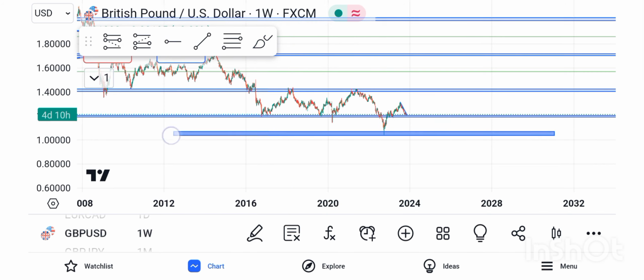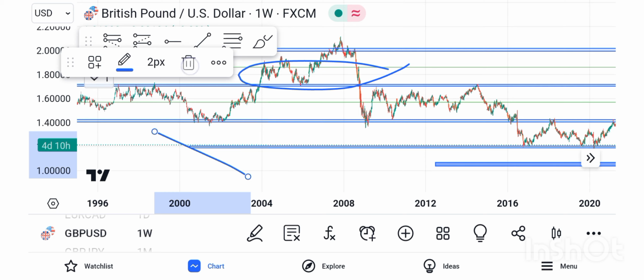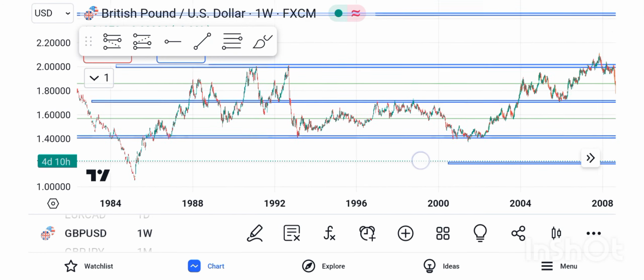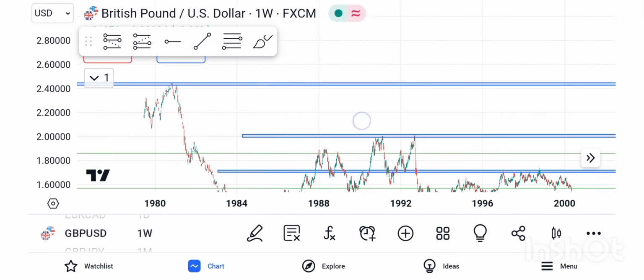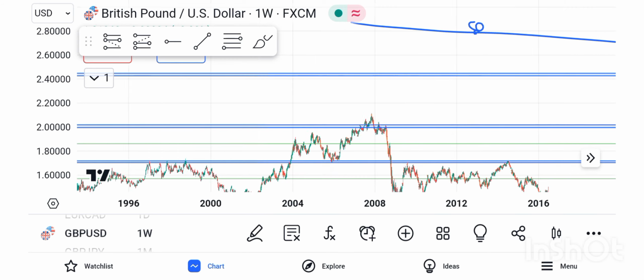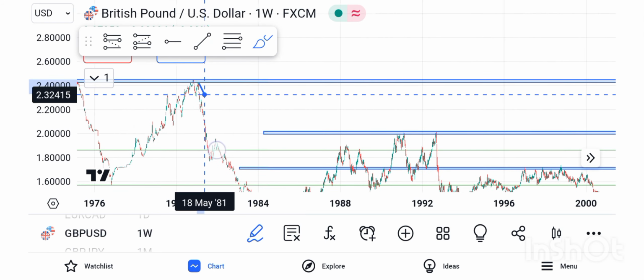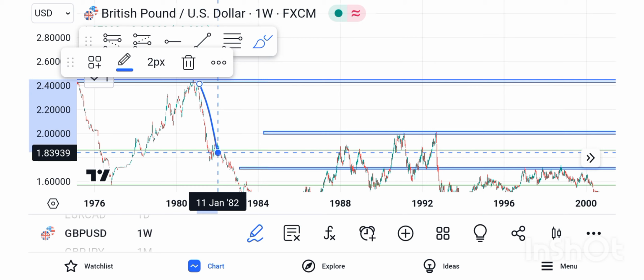Now why is that so? Because when you look left, you'll get to find out that historically, the price didn't respect any 50% here. It just shot up. Like look at this. See how it moved? Just moved down. It didn't respect any 50%.